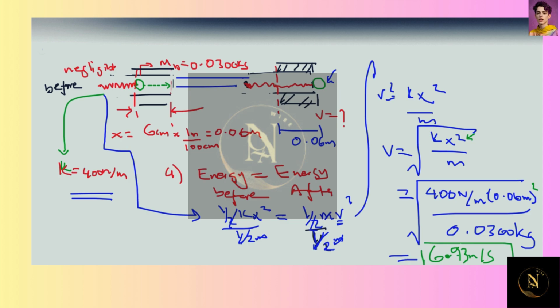The second part of the problem is that we want to get the speed of the ball if there's a constant resisting force inside the barrel. So this is part B.